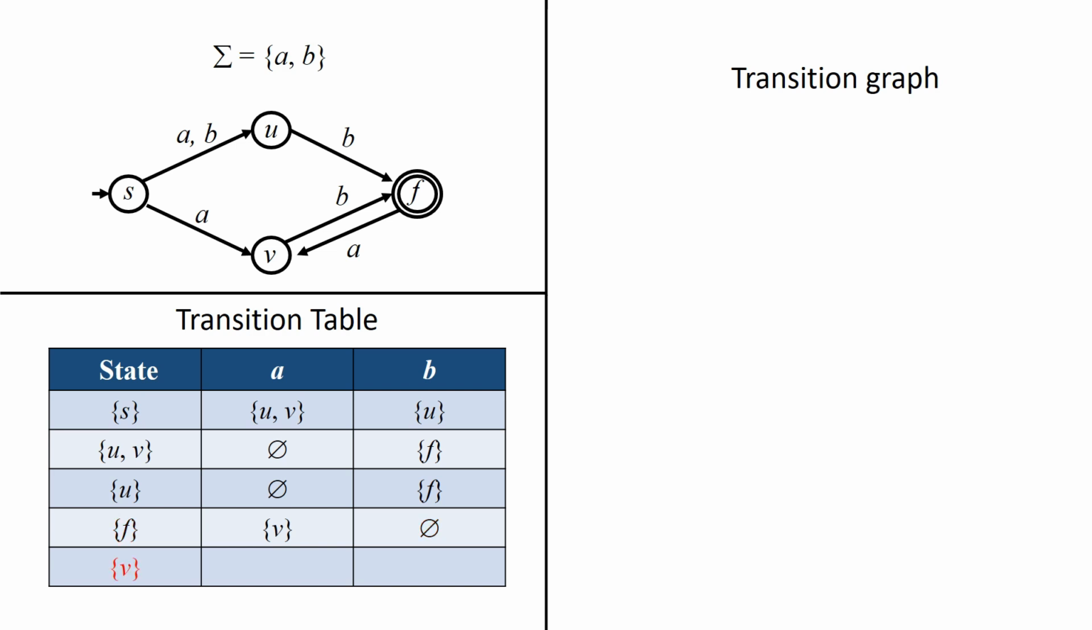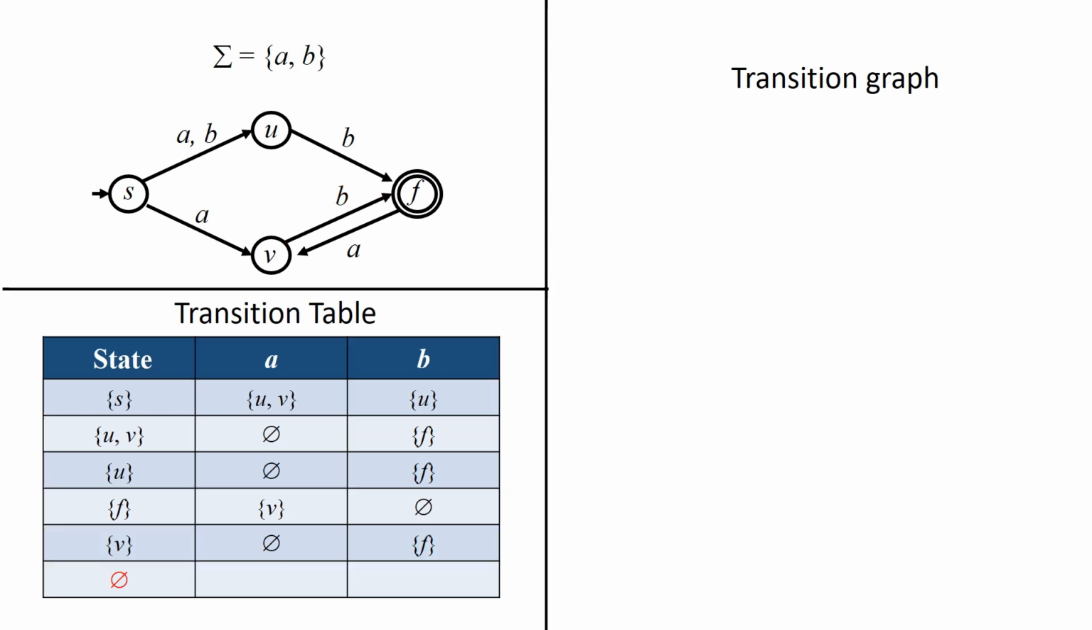Next, the state V. Where does it go with the symbol A, and where does it go with the symbol B? We have investigated this before, when dealing with the state UV. From the state V, with the symbol A, it goes to nowhere, so the empty set. From the state V, with the symbol B, it goes to the set F. Finally, the empty set. It is from nowhere to nowhere either with A or B. Now, we are done with the transition table.